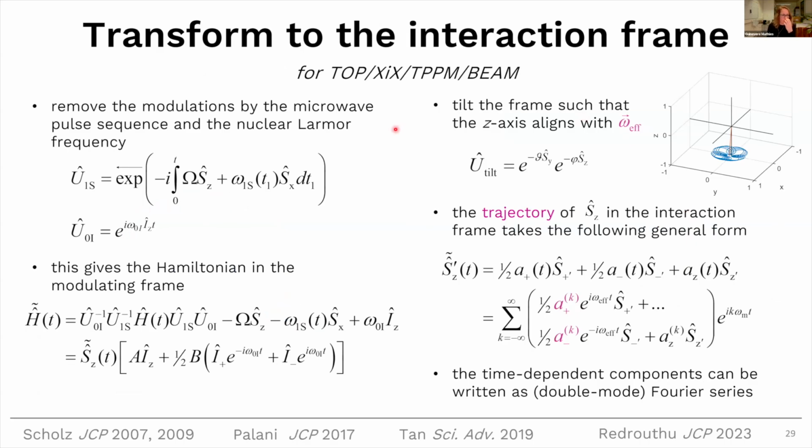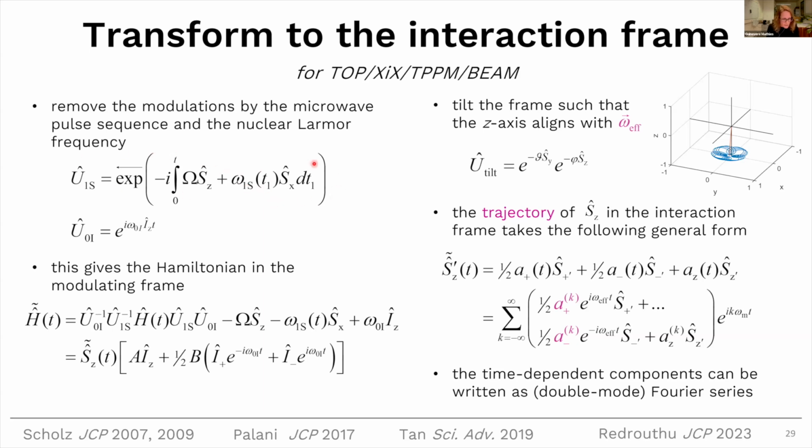So what we do is we remove the modulations that come from the microwave pulse sequence and the nuclear Larmor frequency. The nuclear Larmor frequency is easy. That's a similar unitary transformation to the one you've seen before. The one to deal with the microwave pulse sequence is more complicated. This arrow means that this is a time-ordered exponential. We essentially need that because Z and SX here don't commute. And of course, we need it time-ordered because omega 1 is now time-dependent. We are applying a pulse sequence after all.